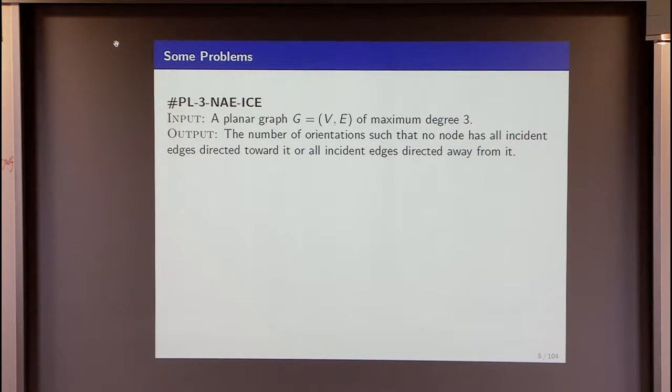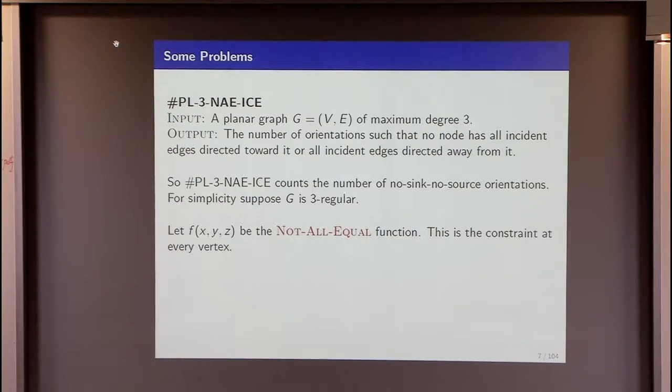I'm not going to get into that. I'm really no expert in that. But let's just say I'm talking about a graph problem. Okay? So you have every local constraint to be a not-all-equal. So this is really a no sink, no source. If you are a graph theorist, this is just a no sink, no source orientation. Okay? There's another way of saying it.